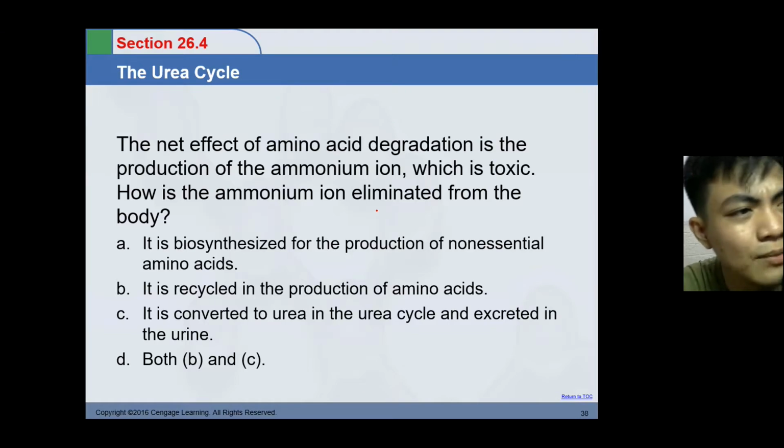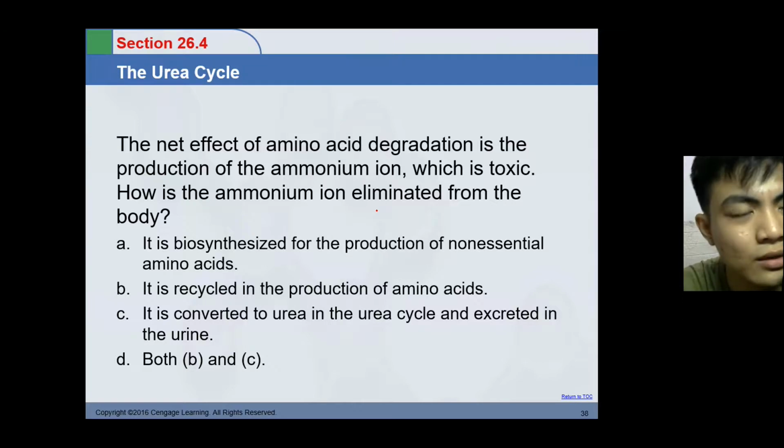Let's read this. The net effect of amino acid degradation is the production of ammonium ion, which is toxic. How is the ammonium ion eliminated from the body? A, it is biosynthesized for the production of non-essential amino acid. B, it is recycled in the production of amino acid. C, it is converted into urea in the urea cycle and excreted in urine. And letter D, both B and C.